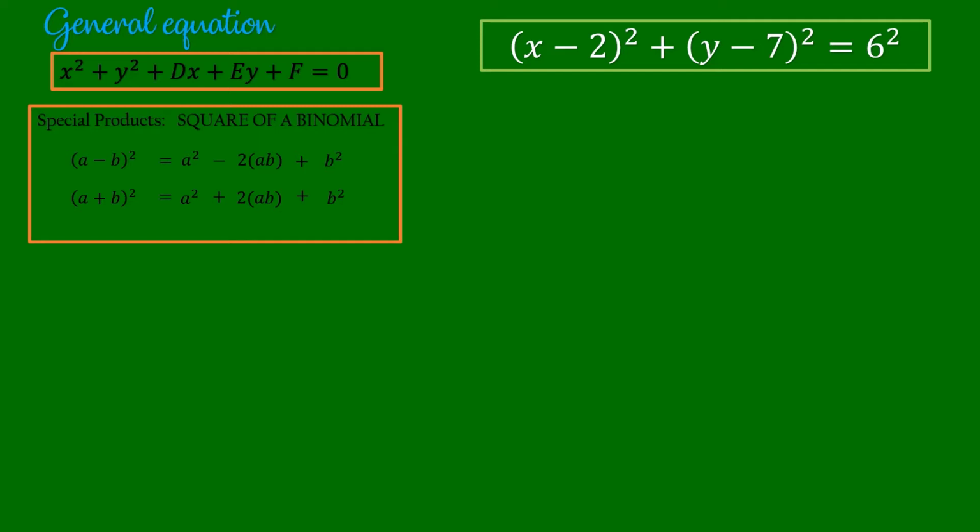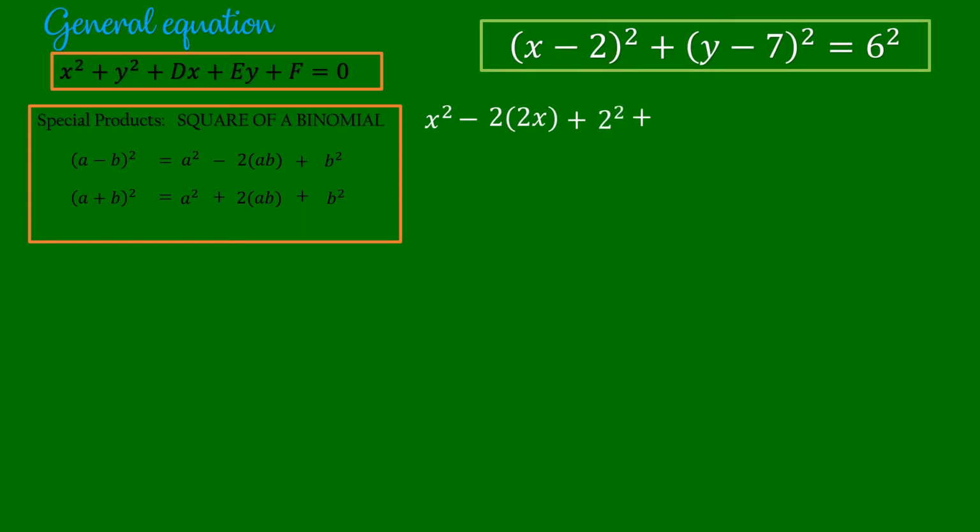Now let's transform this standard equation to general form. First is to expand this, the square of x minus 2. Get the square of the first term x, and that is x squared. And since the operation here is subtraction, we will use minus. Then get the product of the first and second term and multiply it by 2. So we have 2 times 2x plus the square of the second term 2, which is 2 squared.